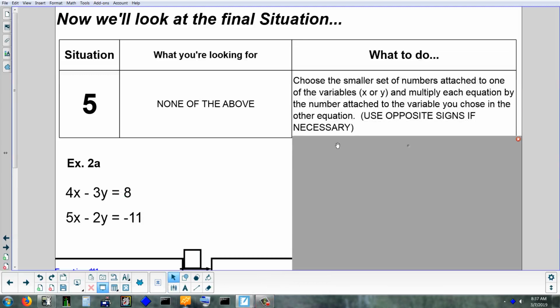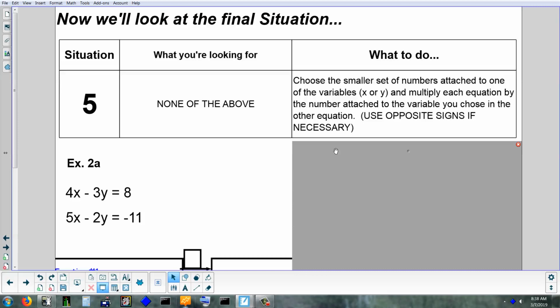So it's a little wordy, but when we show the example, it will make sense. You're going to choose the smaller set of numbers attached to one of the variables, x or y. You're either going to choose the x's or the y's. Which numbers are smaller? Are the numbers with the x's smaller? Are the numbers with the y's smaller? It all depends.